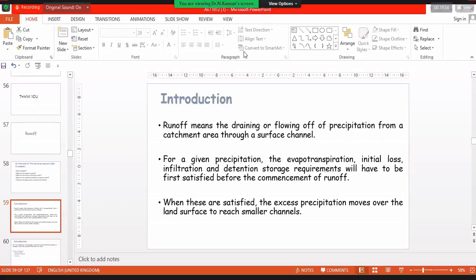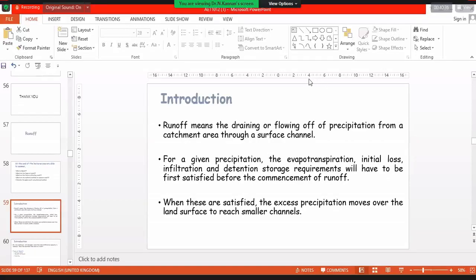Mayuri, finished? Yes, sir. Okay. Shamira, finished? Yes, sir. Makeshika, finished? Yes, sir.